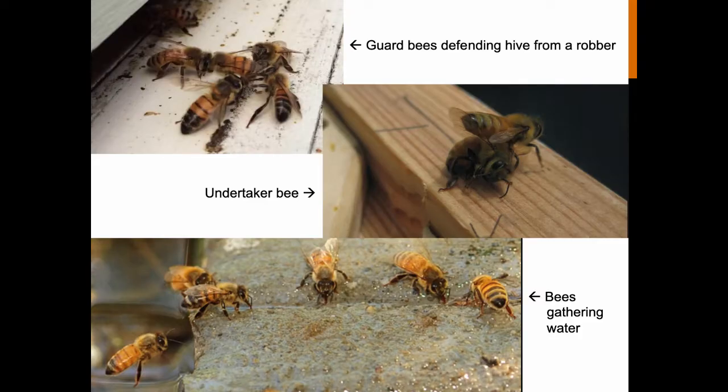And a couple other things. Here's a couple guard bees that are trying to stop this robber bee from getting into the hive. We have an undertaker bee here carrying a dead bee. Dead bees tend to curl up, so you can tell that's the dead bee. And here are some bees at a fountain gathering water for cooling the hive or for just having water.